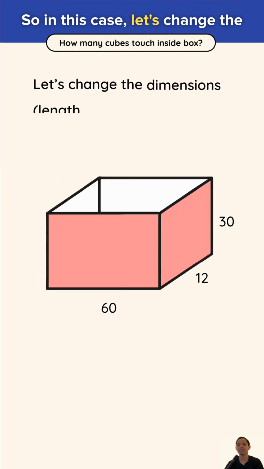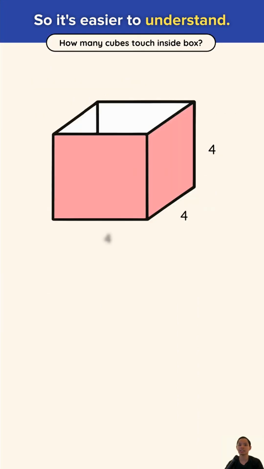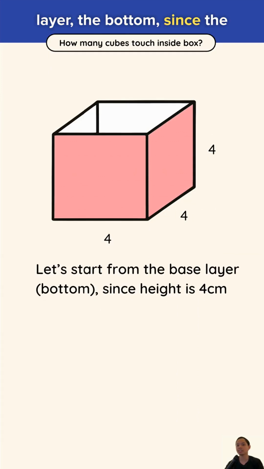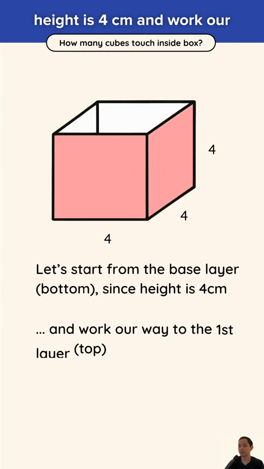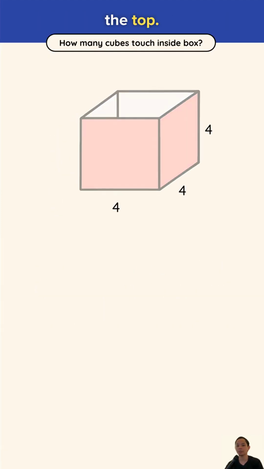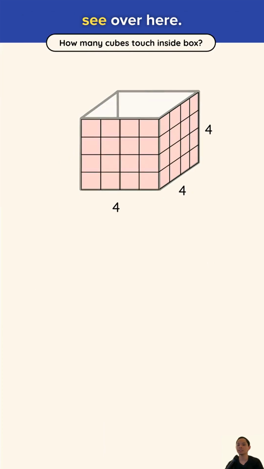So in this case, let's change the dimensions of this box, length, breadth, and height, to something simpler so it's easier to understand. So we're going to put 4, 4, 4, a cube. So let's start from the base layer, the bottom, since the height is 4 centimeters, and work our way to the first layer, which is the top. So in this case, I just divide all of this into cubes, as what we see over here.